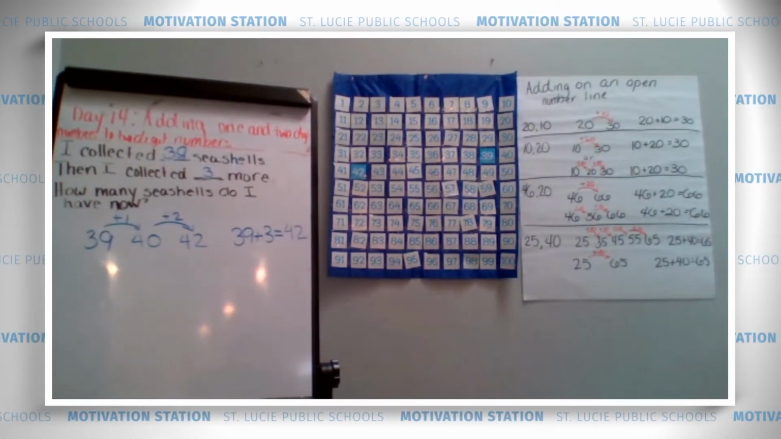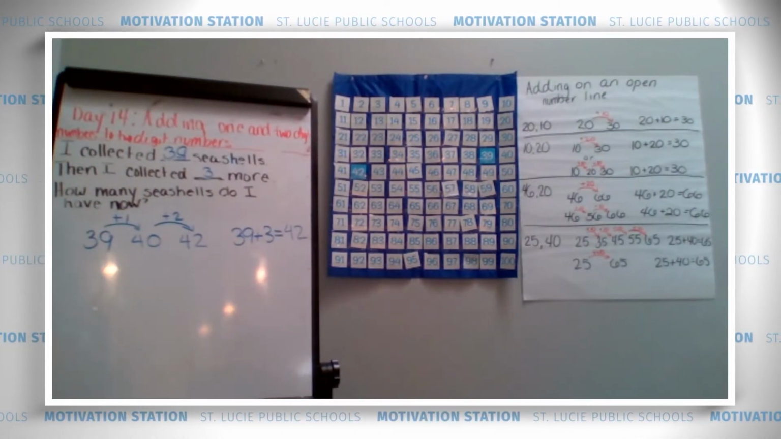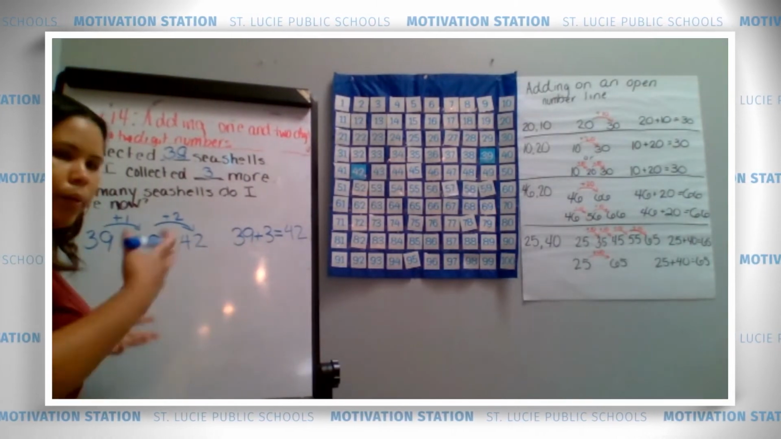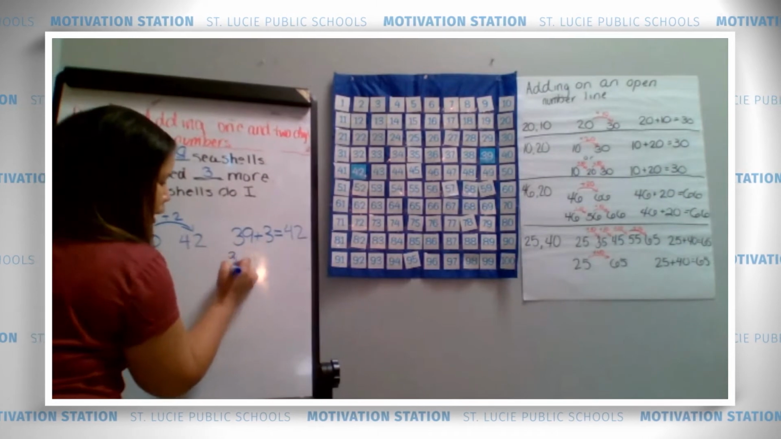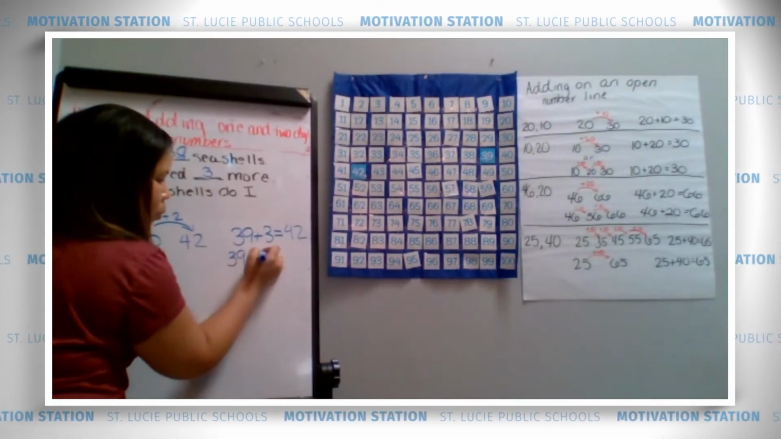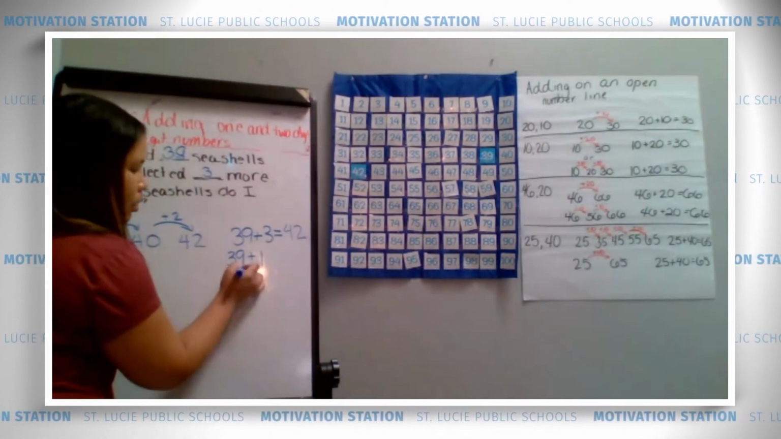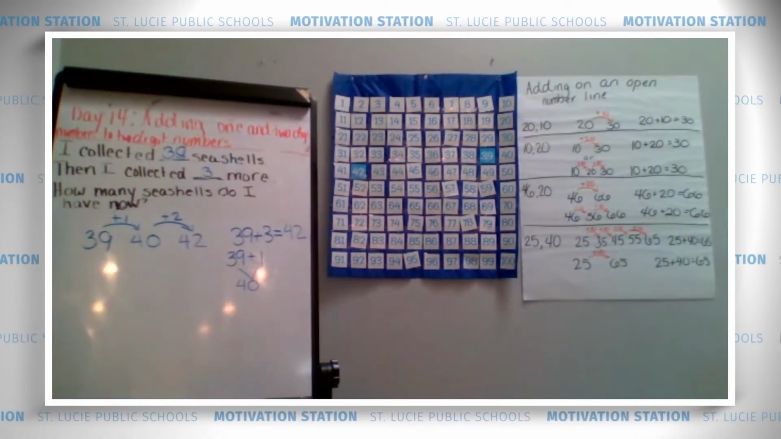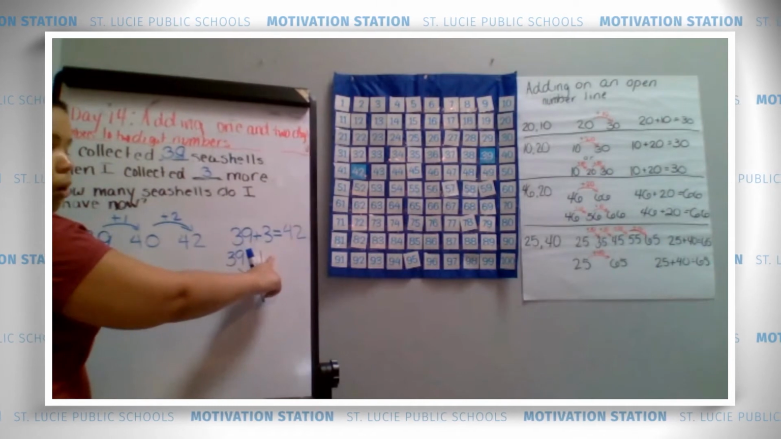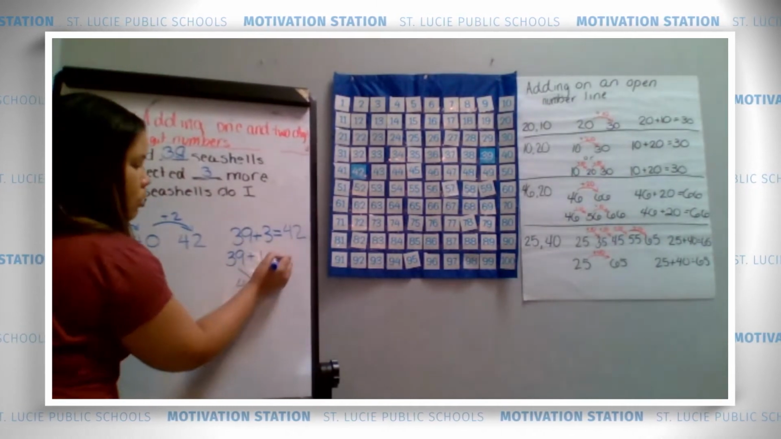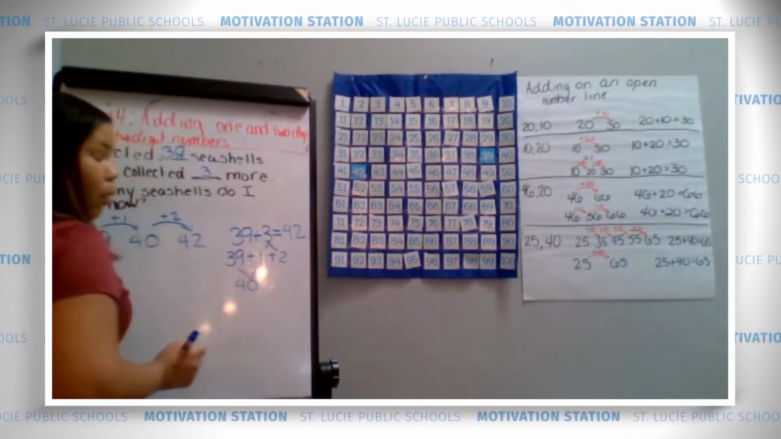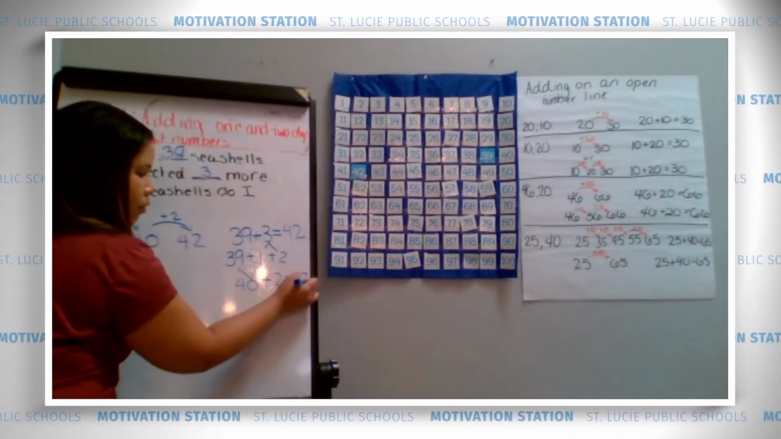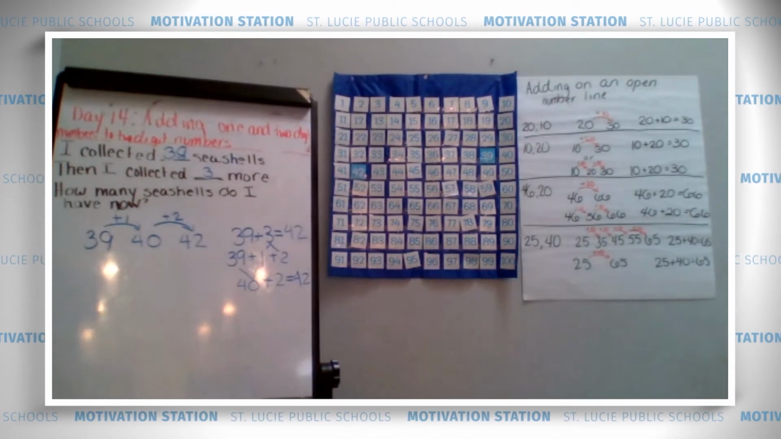But in your head, boys and girls, you could be thinking, well, how about I use what we did earlier when we were working with smaller numbers? 39 plus 1, remember, that gets me to 40. And we pulled this 1 from here. So I have a 2 because 1 and 2 makes 3. So 40 plus 2 is now 42.